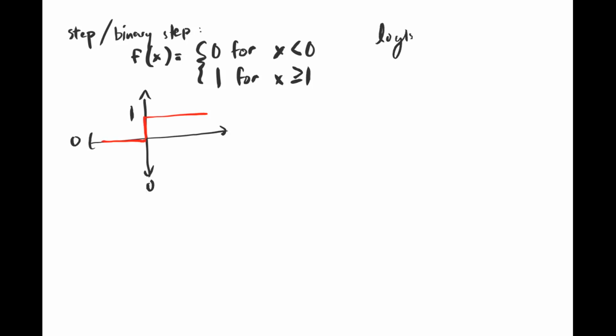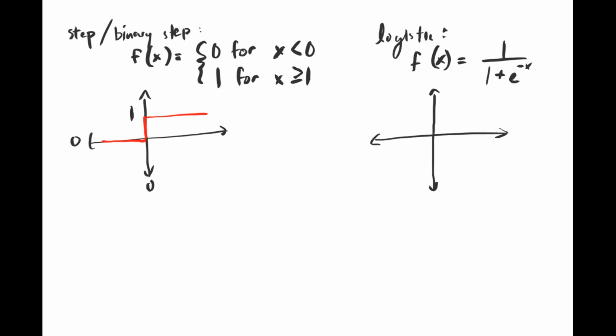We've got a logistic activation function, which hopefully you guys are somewhat more familiar with. That might look something like this, 1 over 1 plus e to the negative x. Another common one is the tanh. This looks something like this.